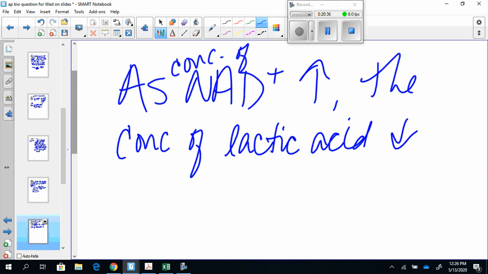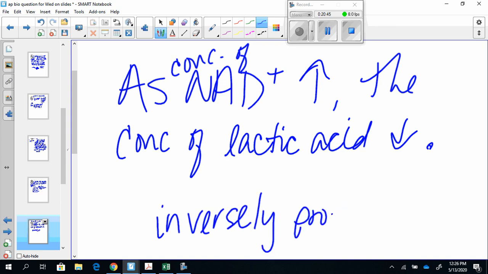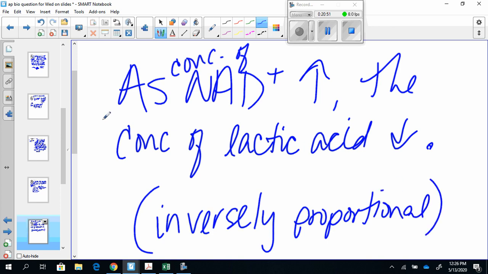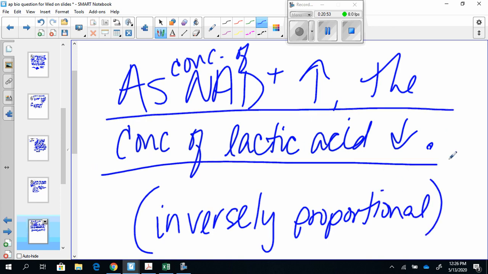decreases. Now, some of you might think of this also describes the relationship. The relationship is also inversely proportional. You can say one or the other. You don't have to say them both. I like to write it this way because it's showing the relationship. It's showing what happens as one goes up, the other one goes down.